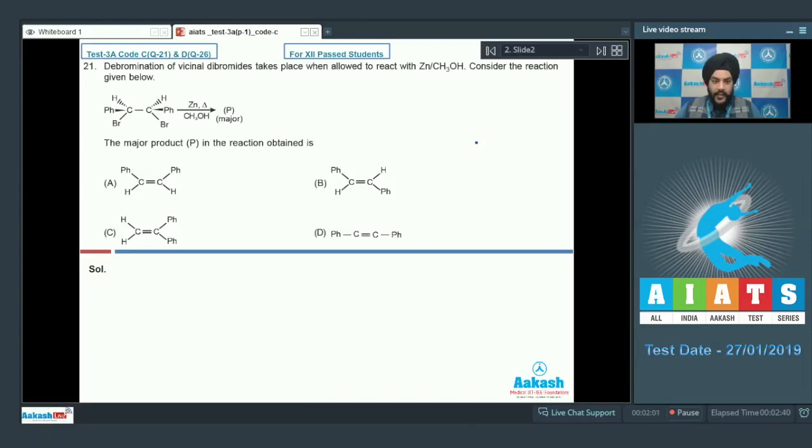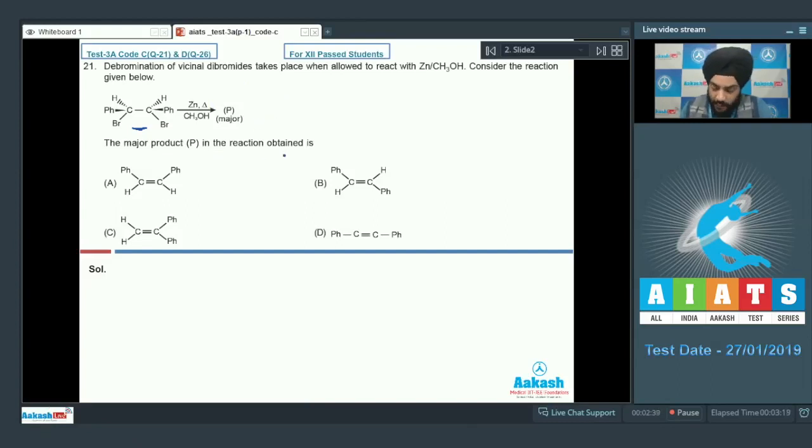So let's start with question number 21. Debromination of vicinal dibromides takes place when allowed to react with zinc alcohol. Consider the reaction given below. So students, we have been given this substrate and it is allowed to undergo debromination using the given reagent, and we have to comment on the major product which is obtained during the reaction.